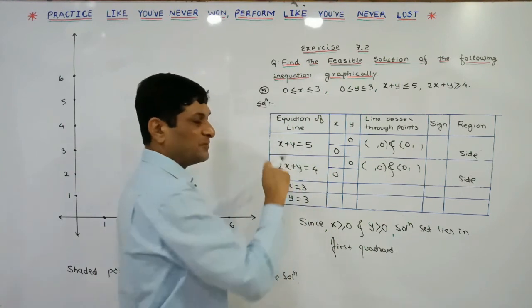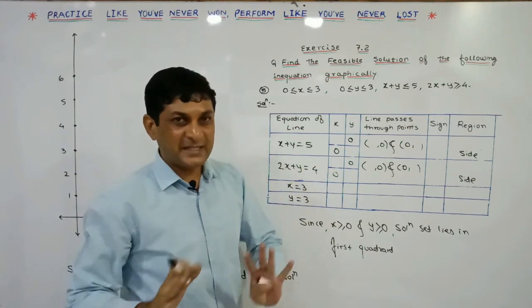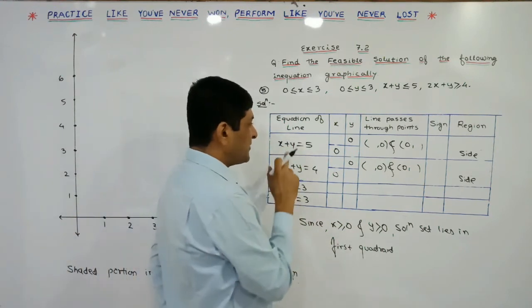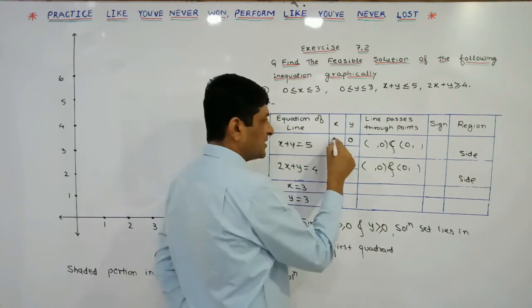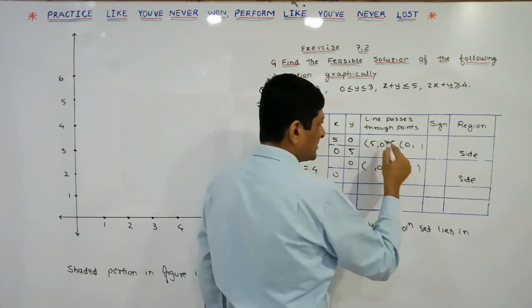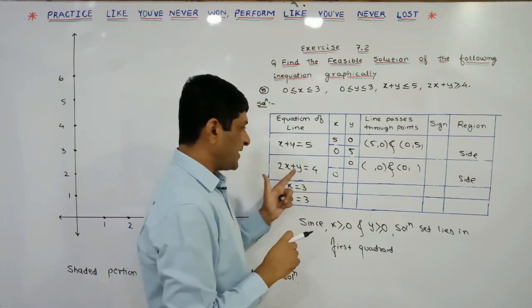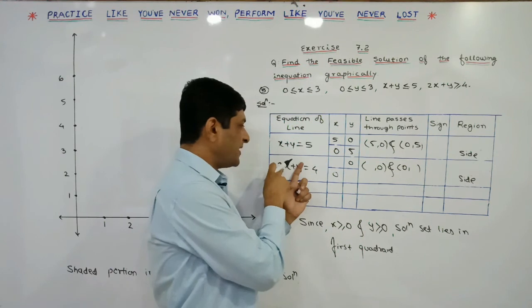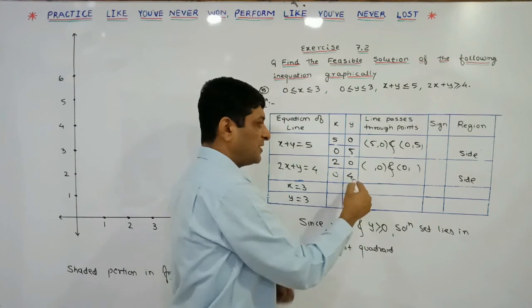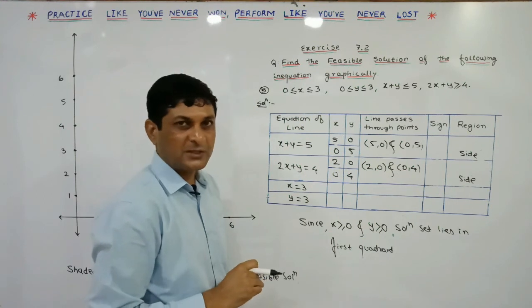To find its solution, we have to draw the line 2x + y = 4. So first construct this line. To construct this line, find the coordinates of 2 points on these lines. If I substitute y = 0, x will be 5, and if I substitute x = 0, y will be 5. So (5, 0) and (0, 5) are the coordinates of 2 points on the first line. For the second line, if I substitute y = 0, 2x = 4 implies x = 2. If I substitute x = 0, y will be 4. So (2, 0) and (0, 4) are the coordinates of 2 points on the second line.